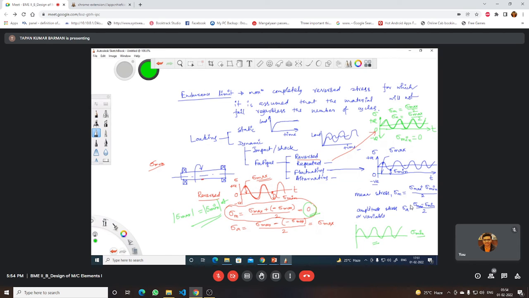Now you tell me, for static loading, where is static loading? Here. For static loading, what is the value of mean stress? And what is the value of amplitude stress for static loading?